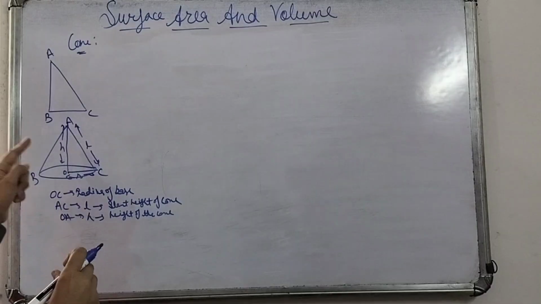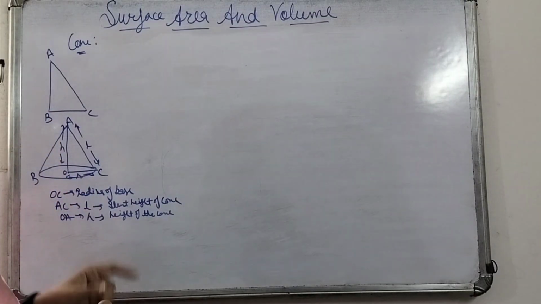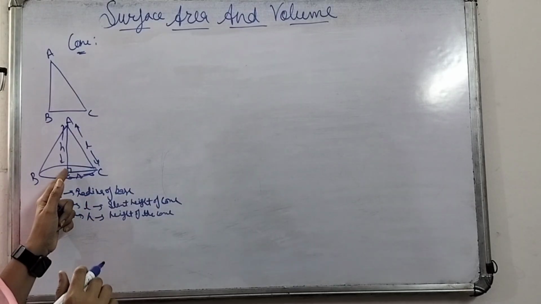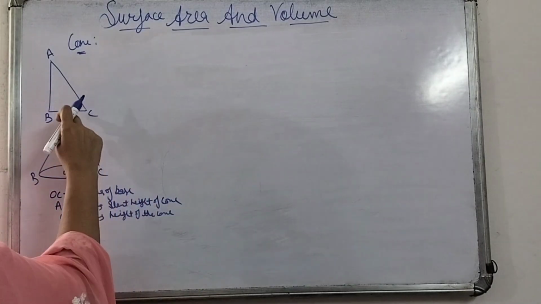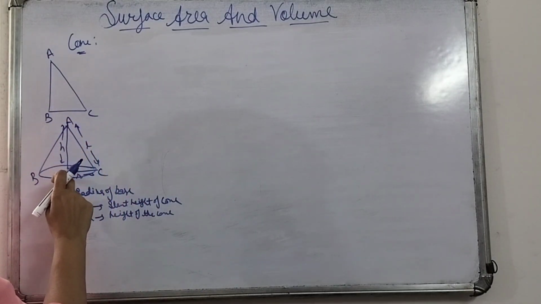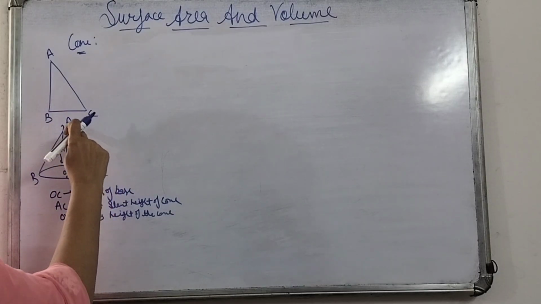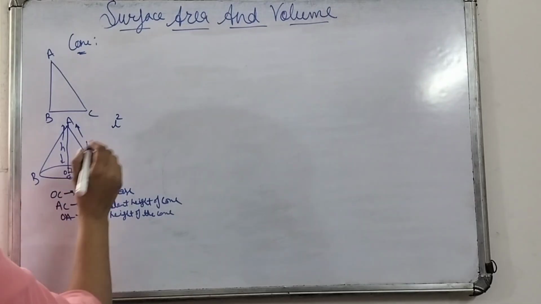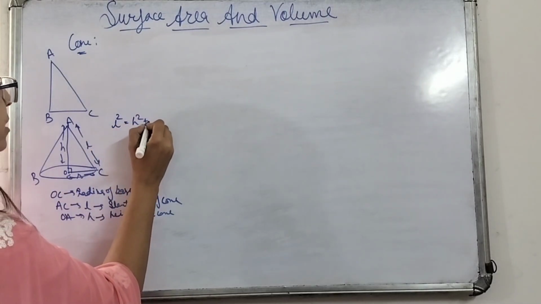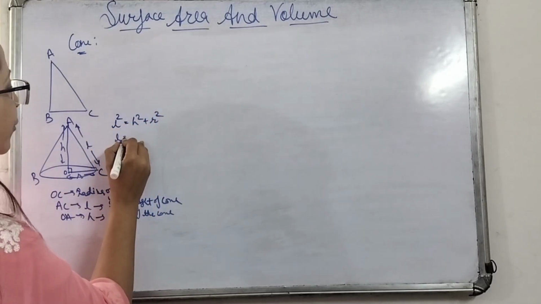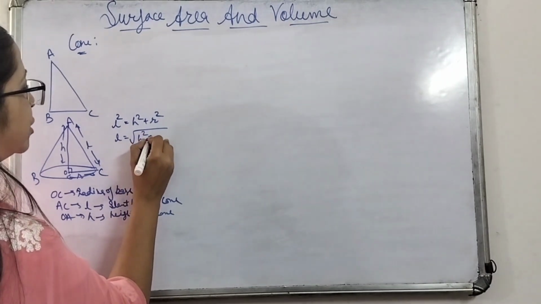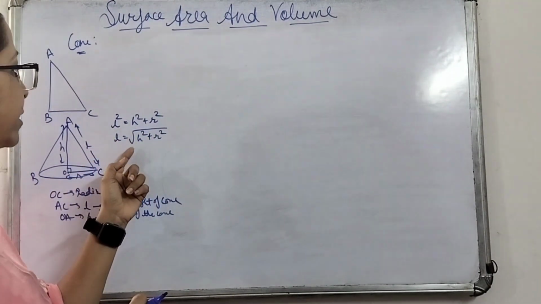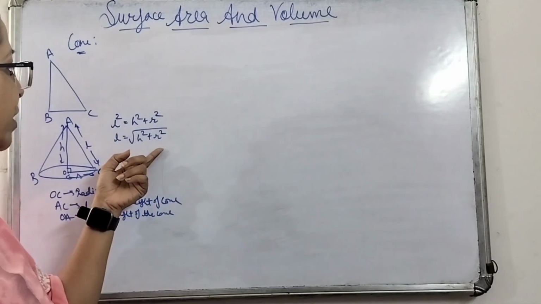Over here we can see that OC is perpendicular to OA. That means angle AOC will be 90 degree. So we can apply Pythagoras theorem in triangle AOC, and in this triangle AC will be the hypotenuse. So L square, that is slant height square, will be H square plus R square. So the value of L will be root of H square plus R square. So slant height we can get by taking the square root of H square plus R square.